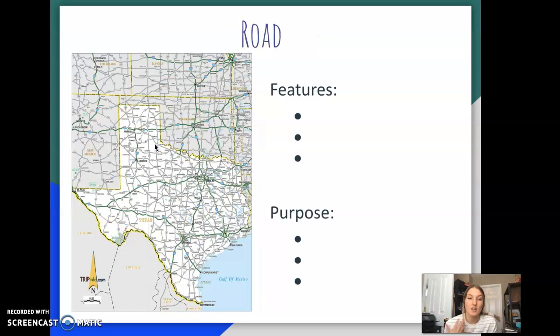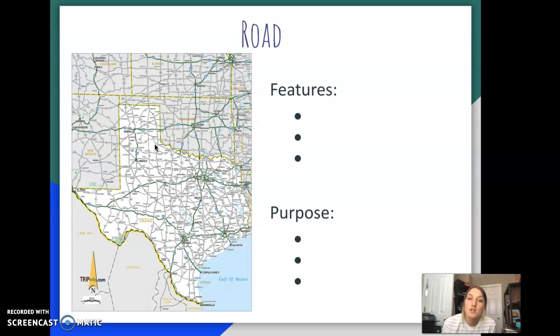Roadmap. This might look familiar for those of you who don't know. Before GPS, Google Maps and Waze and all of those things, you had a physical paper map that had all the roads and stuff on it. So some features here are roads, major and minor, not as minor as the ones in your neighborhood, but definitely all the major highways and major streets.